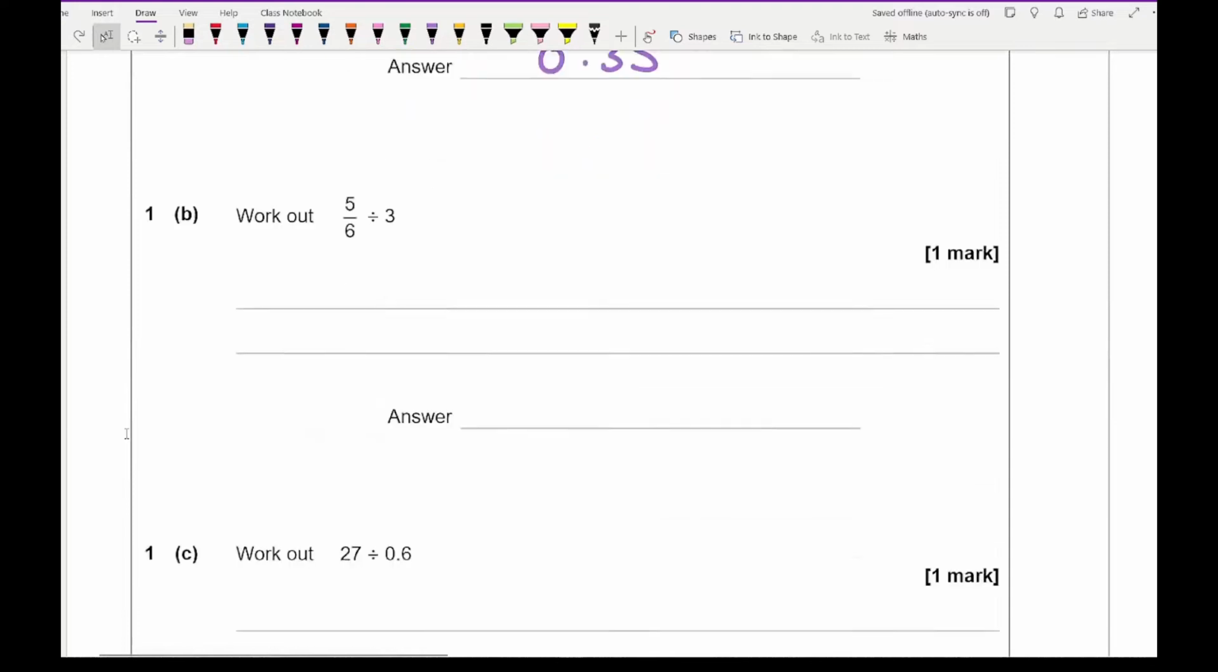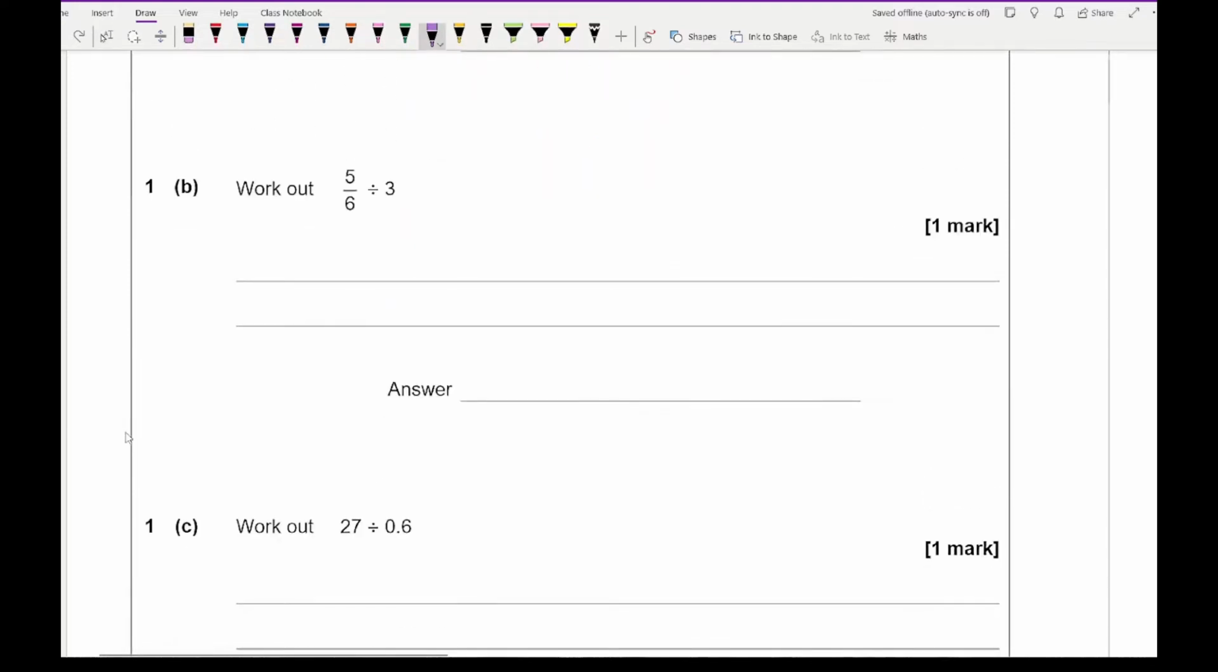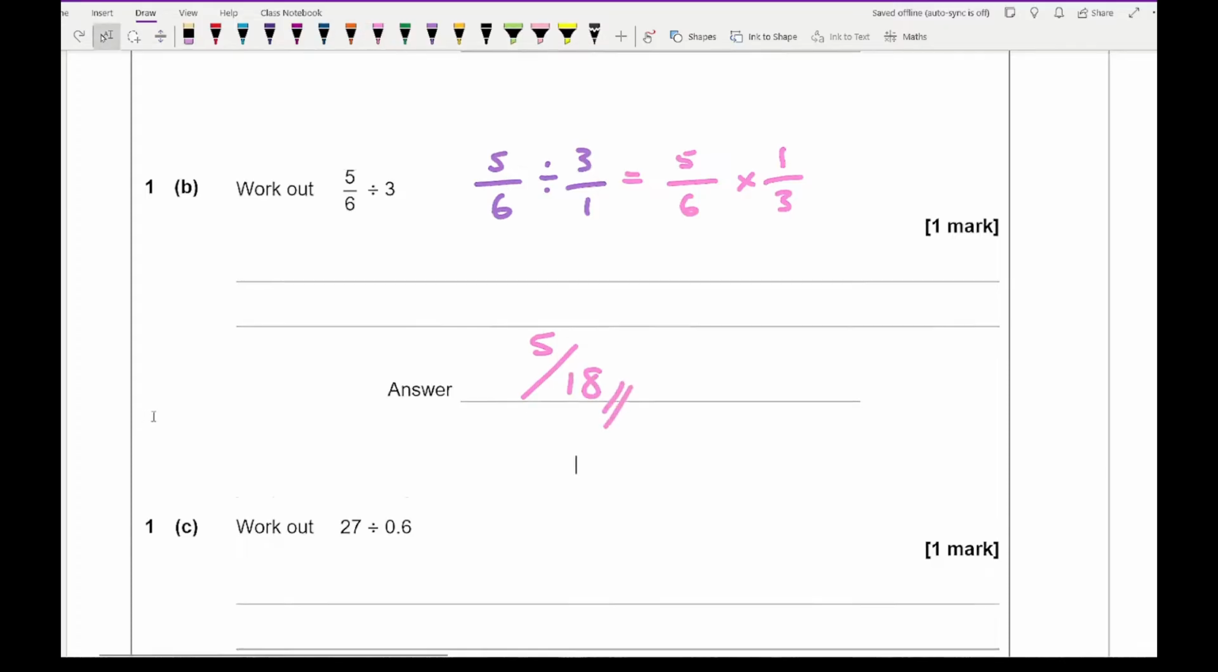Moving on to question 1b, it says 5/6 divided by 3. For this, what we need to do is just convert the 3 into a fraction, and then we're just dividing two fractions together. So the general rule is we flip the second fraction and turn it into a multiply. So I've got 5 times 1, which is 5, and 6 times 3, which is 18. Quick check to make sure it can be simplified, which this can't, so we leave the answer as 5 over 18.